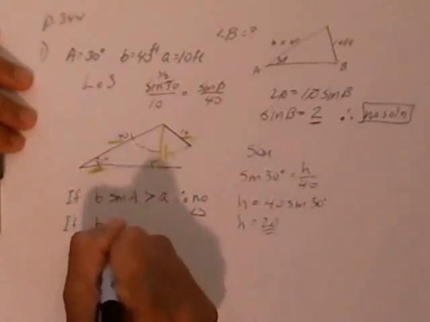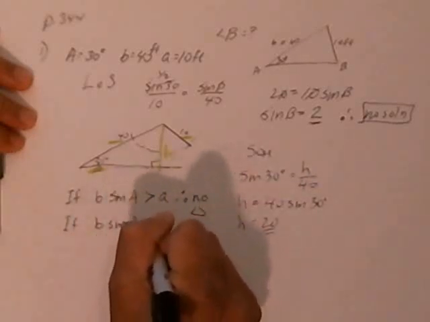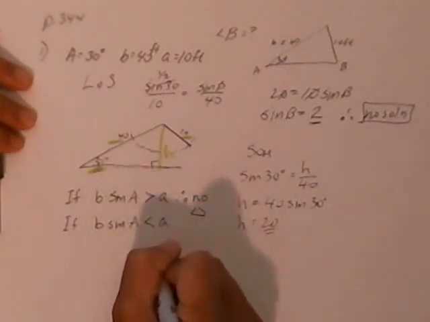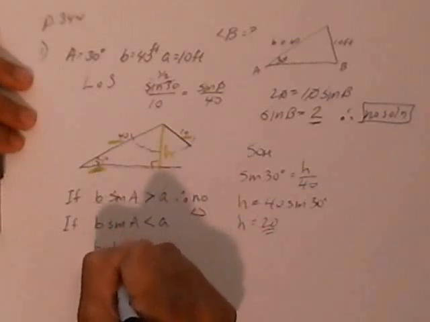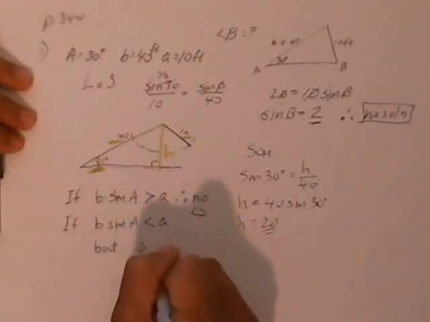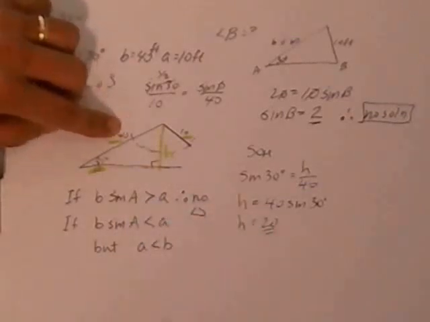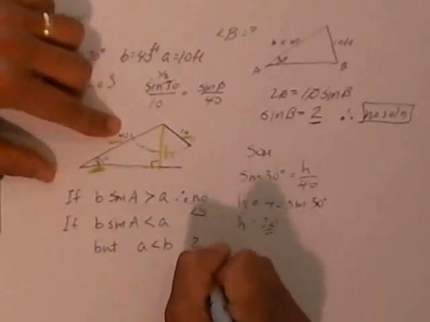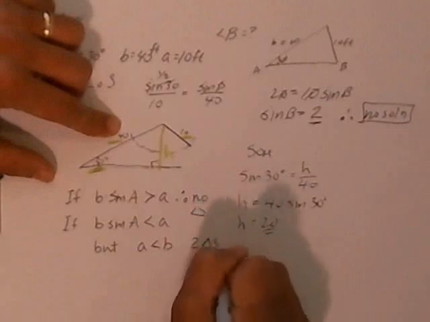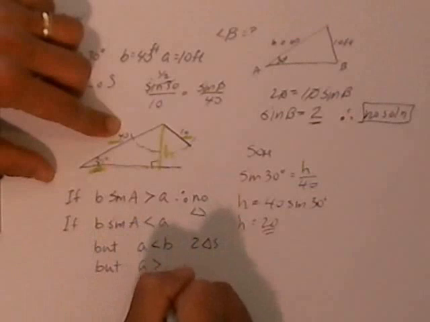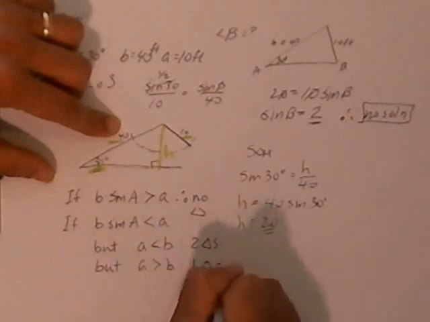If b times the sine of that angle is less than a, but a is less than b, this side right there, there's going to be two triangles. But if a is greater than b, then there's going to be one triangle.